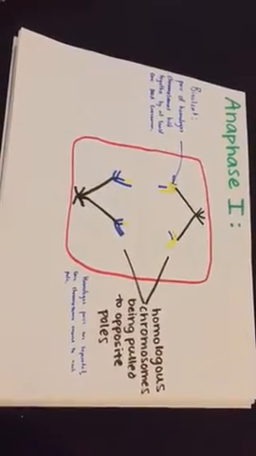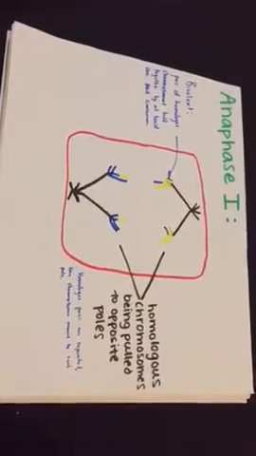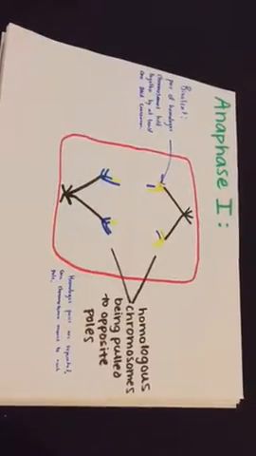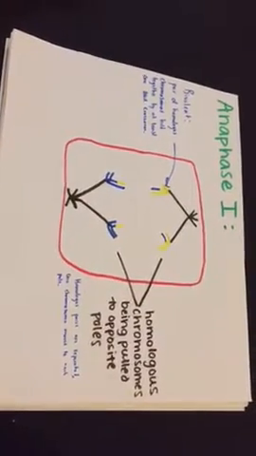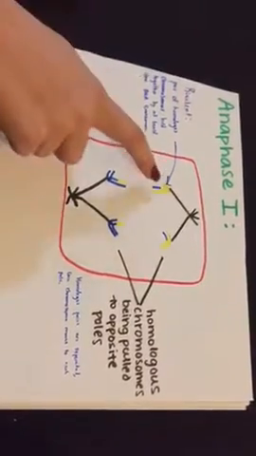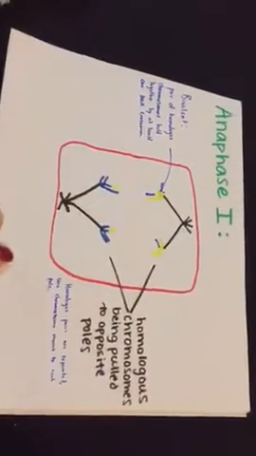The next phase is anaphase 1. So anaphase 1 is when homologous pairs are separated, and they're basically being pulled apart to opposite poles. One chromosome moves to each pole. And a bivalent is a pair of homologous chromosomes held together by at least one DNA crossover.